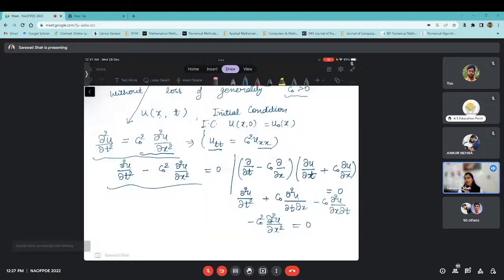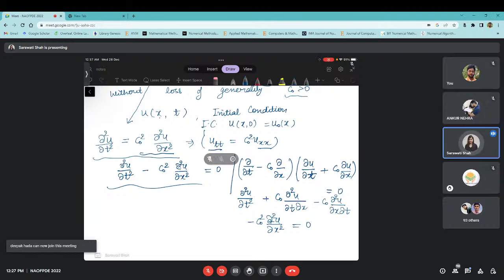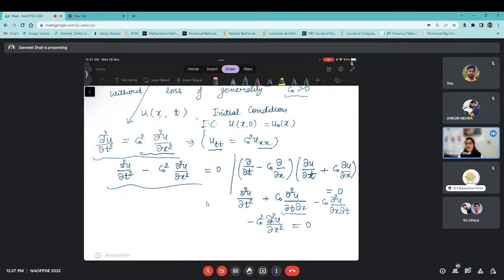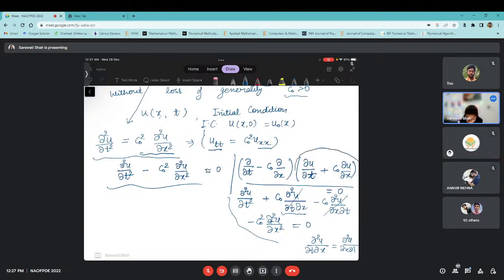So if u is a smooth function of x and t, then del 2u over del t del x is equal to del 2u over del x del t. This is the property of a smooth function. So this term will cancel out, and this is our given PDE. Okay. So this PDE can be written in this form, and we can see that the solution of this will be the solution of this.